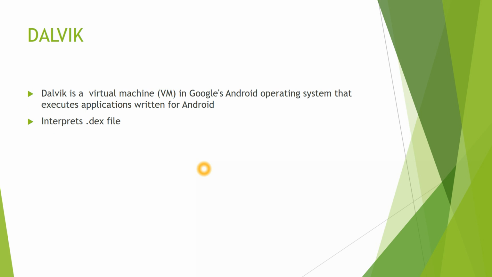The next building block is Dalvik. Dalvik is a virtual machine in Google's Android operating system that executes applications written for Android. There is a tool called DX which converts all the Java SE stack machine bytecode to Dalvik register based machine bytecode, which is nothing but the .dex file. Dalvik will then interpret this .dex file.